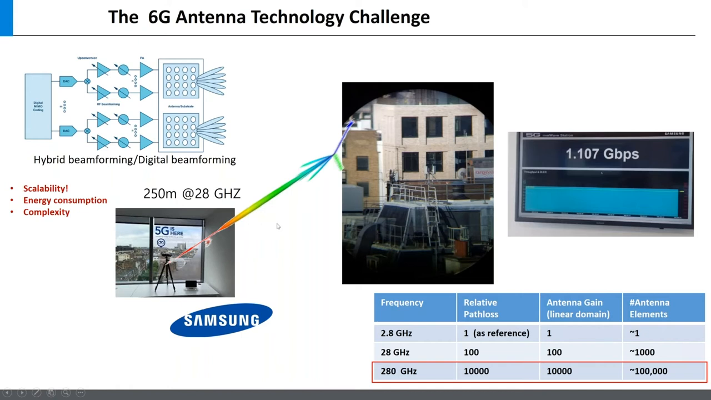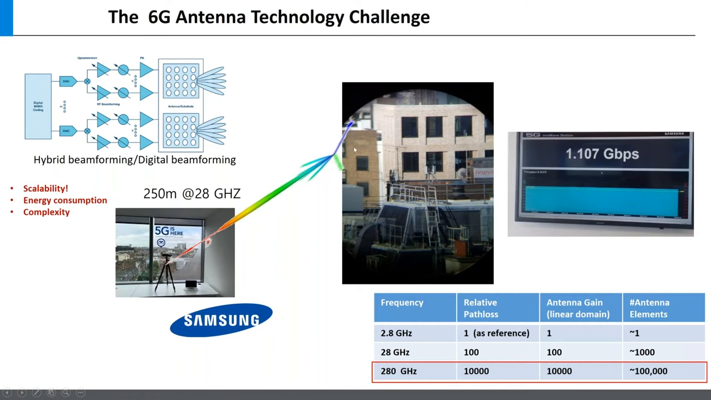Now, in order to do that, if you go up to higher frequencies, because of the path loss, your signal strength is reduced by the square of the frequency. So if you go from 10 megahertz to 100 megahertz, your signal strength will be reduced by 100 times. In this case, if you go from 2.8 gigahertz to 28 gigahertz, you have a 100 times reduction in signal strength. To combat that, you need to use very focused beams. This is called beamforming.